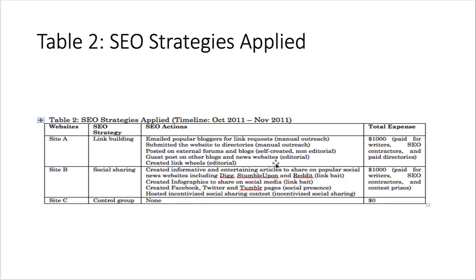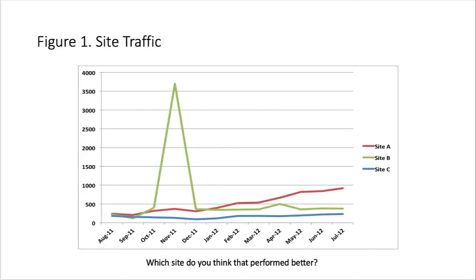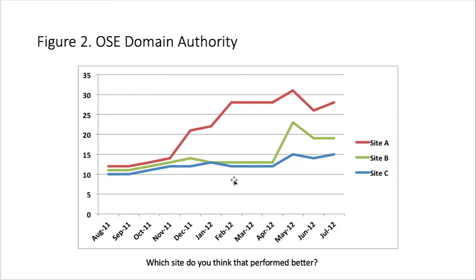For the link building side and the social sharing side, I spent the same amount of money and I performed a series of tests to prove their SEO. As the result, for website traffic, the social sharing website has a spike here because one of the articles written and shared on social media went viral, versus the link building site, which gradually increased site traffic over time. I also used the SEO Moz tool called OSE Domain Authority.